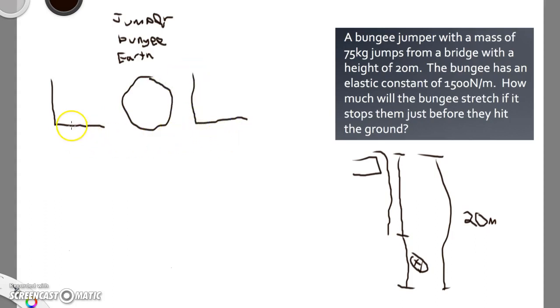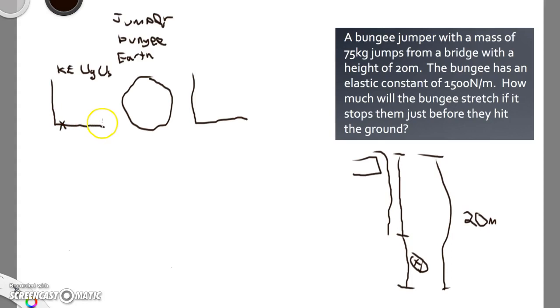So the type of energies we're going to look at here, the jumper is going to jump, so he's going to be moving at some point, so maybe he'll have kinetic energy. Okay, we're going to have a change in height, so energy from the earth is gravitational potential energy. And then finally, energy is going to be going into the bungee, and so that will be elastic potential energy. So U sub S.